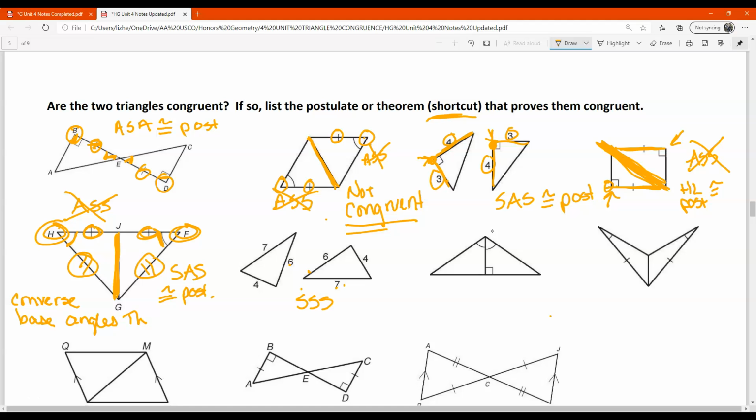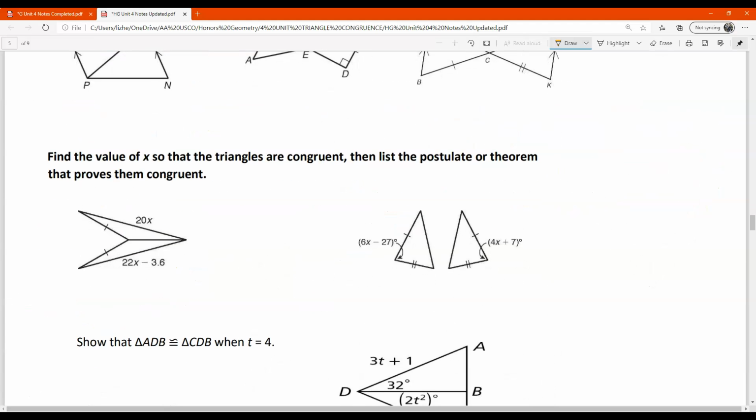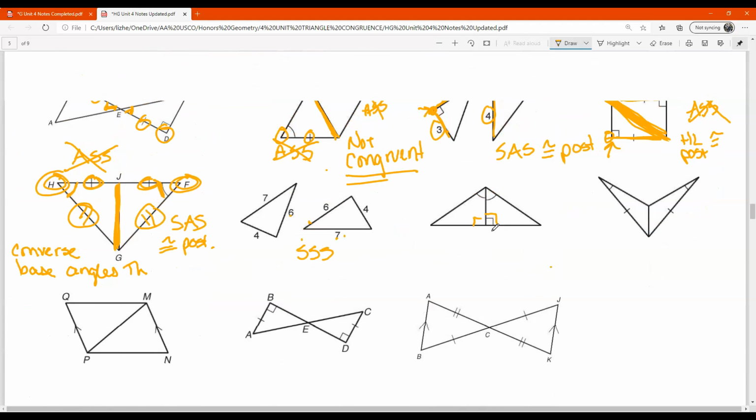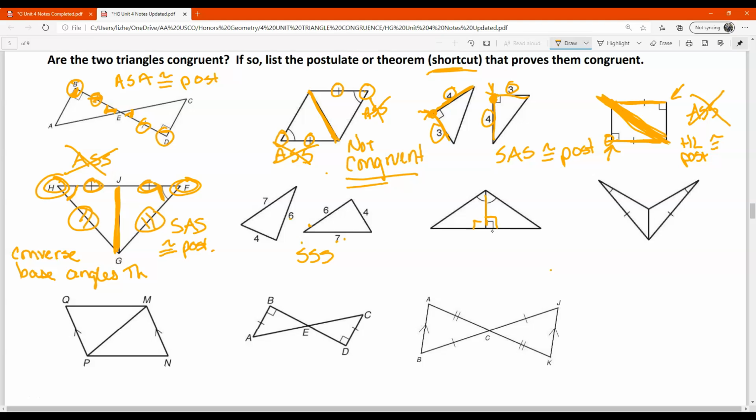Next one. If this is a 90, then this is a 90. This, of course, is congruent to itself. So I have angle, side, angle.